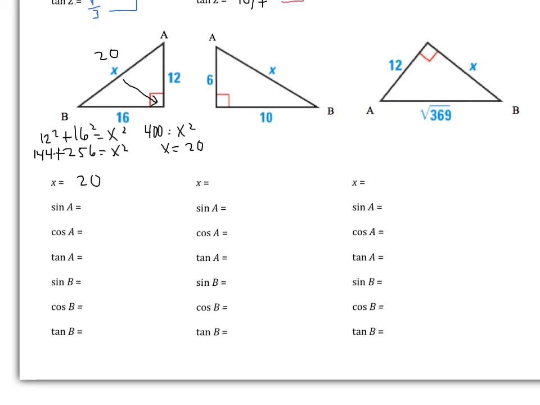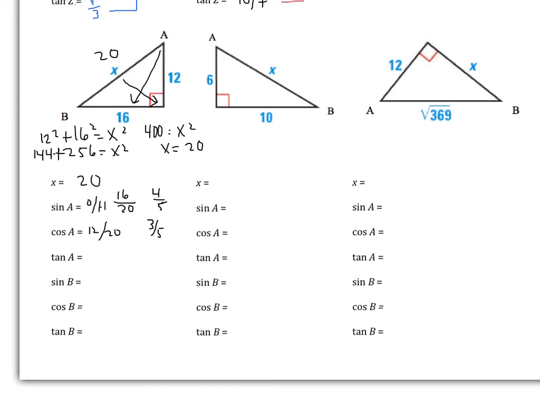Sine, if we remember SOHCAHTOA, is opposite over hypotenuse. Opposite of A is 16. The hypotenuse is 20. Both are divisible by 4, so this becomes 4/5. Cosine is adjacent over hypotenuse. Well, I know that 16 was opposite, 20 was the hypotenuse, so 12 has to be the adjacent side. It's touching A, but it's not the hypotenuse. So cosine is 12 over 20. Both are divisible by 4 again, so this becomes 3/5.